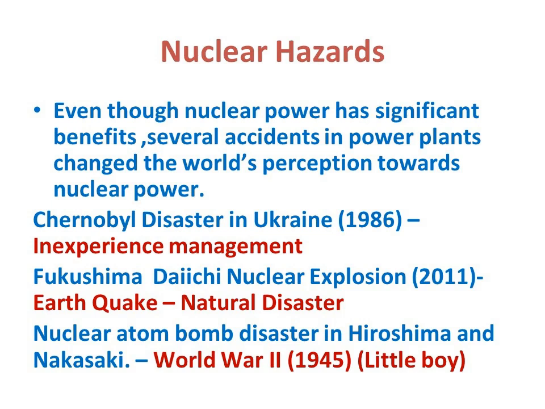The next example, the Fukushima Daiichi nuclear explosion that happened in Japan in 2011, is an example of a natural disaster. The earthquake near the Fukushima Daiichi nuclear power plant caused the explosion. And the last one is a man-made purposeful disaster, the nuclear atom bomb disaster in Hiroshima and Nagasaki that happened in World War II in 1945.